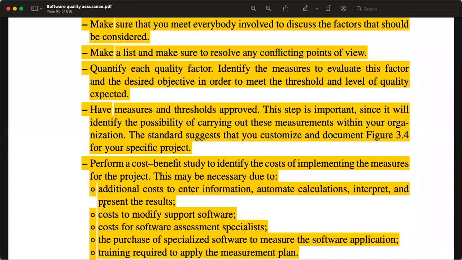Quantify each quality factor. Identify the measures to evaluate these factors and the desired objectives in order to meet the threshold and level of quality expected. Then you should have the measures and thresholds approved. This step is important since it will identify the possibility of carrying out these measurements within an organization. Then perform a cost-benefit study to identify the cost of implementing the measures for the project.